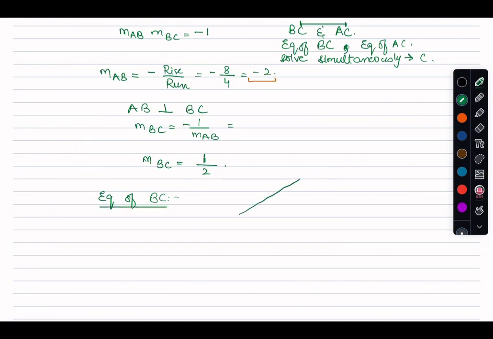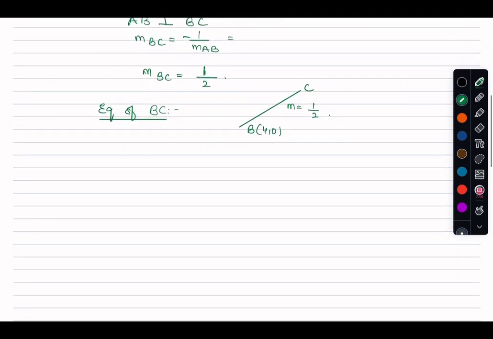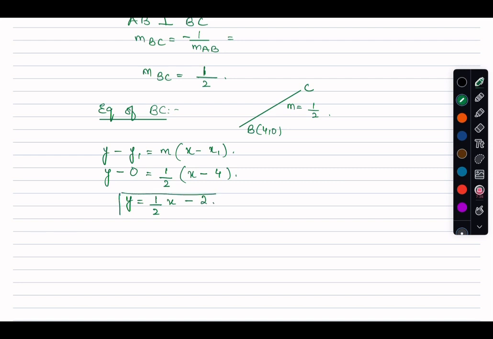we had the line BC where the coordinates of B were 4, 0. We got the gradient of BC, which is 1 by 2. So I can very easily get the equation of BC by saying y minus y1 equals the gradient times x minus x1. Substituting the coordinates of B, y minus 0 equals 1 by 2 times x minus 4, or 1 by 2x and negative 4 by 2, which gives me 2. This is going to be the equation of BC.